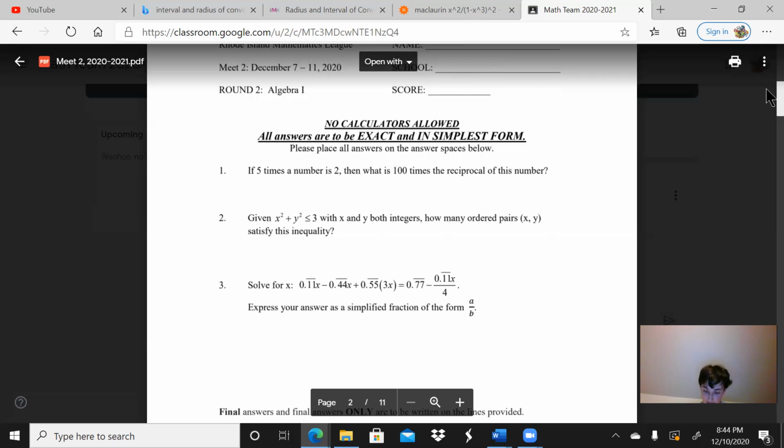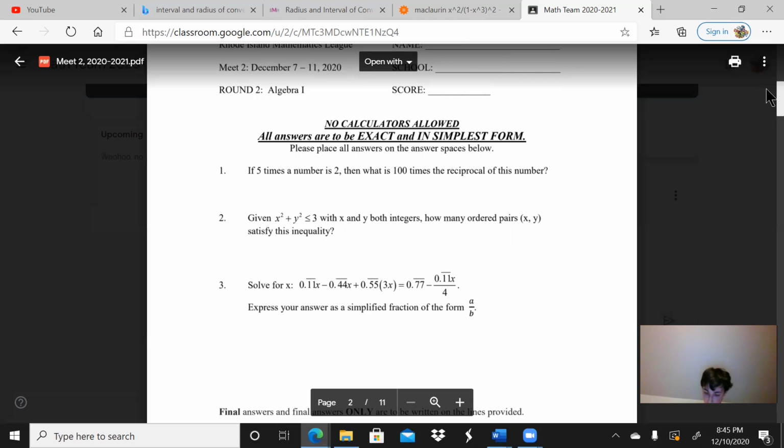minus 4/9 x plus 5/9 times 3x equals 7/9 minus 1/4 times 1/9 x. Ooh, okay. So it's just a linear equation. So 1/9 x minus 4/9 x plus 15/9 x equals 7/9 minus 1/36 x. Okay, we can simplify the left. Negative 3 plus 15 is 12, so that's 12/9 x equals 7/9 minus 1/36 x. But we can really simplify this to 4/3 x equals 7/9 minus 1/36 x.